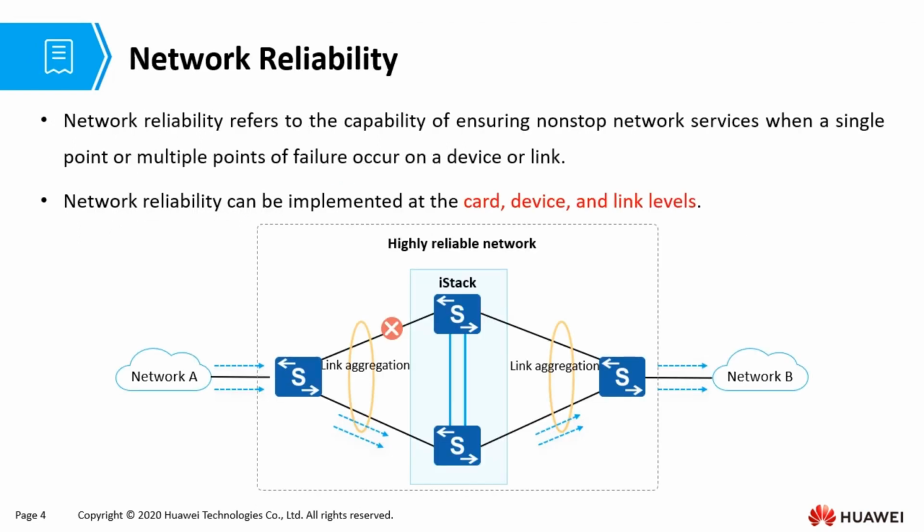Basically, most of the time, not only in networking, if you are going to learn databases, we also always need to ensure reliability. Under the network, reliability normally refers to how we ensure non-stop network services when a single point or multiple points of failure occur on a device or link. So how do we ensure network availability whenever one or more links fail or are broken in the network?